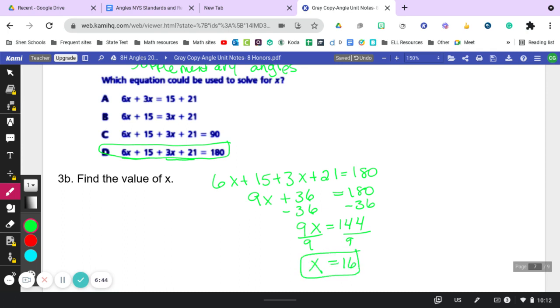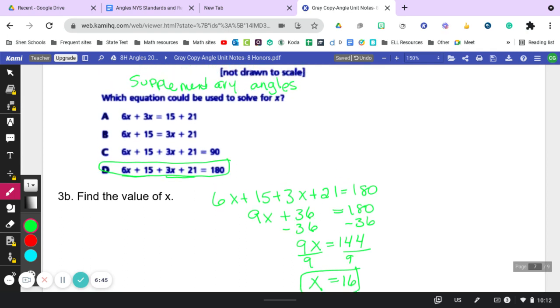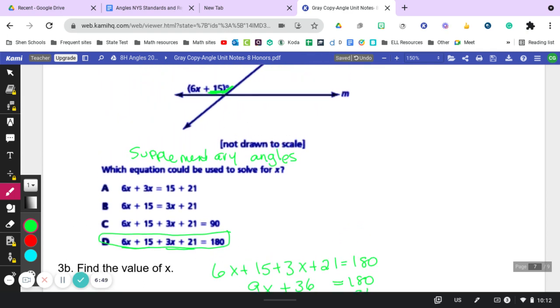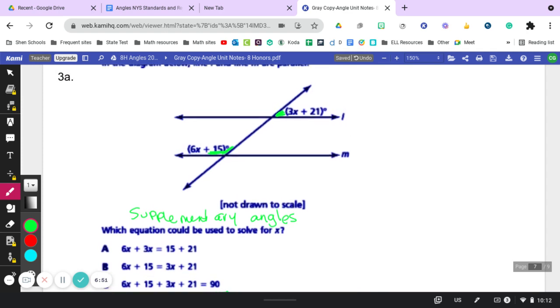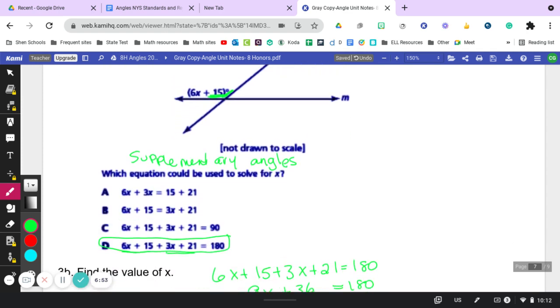Okay? And if we wanted to go a step further, obviously we could substitute that 16 in for x and find each angle measure as well, and those would add up to 180 degrees.